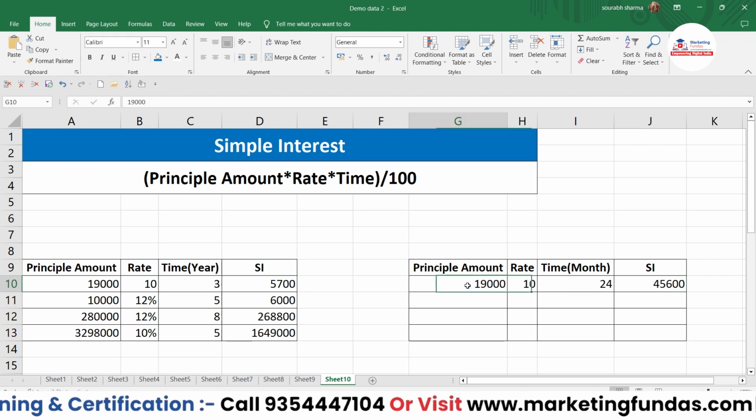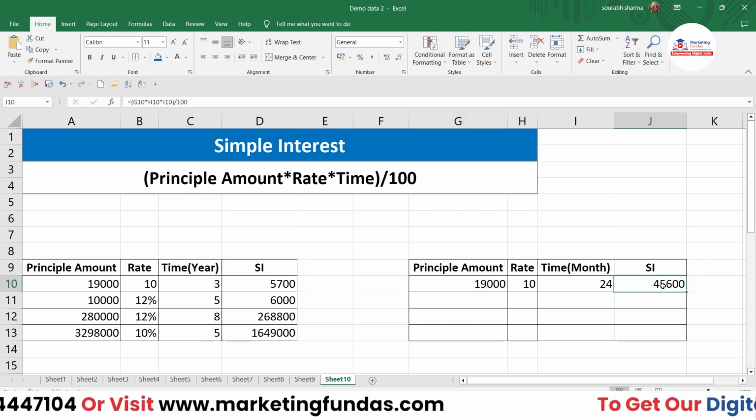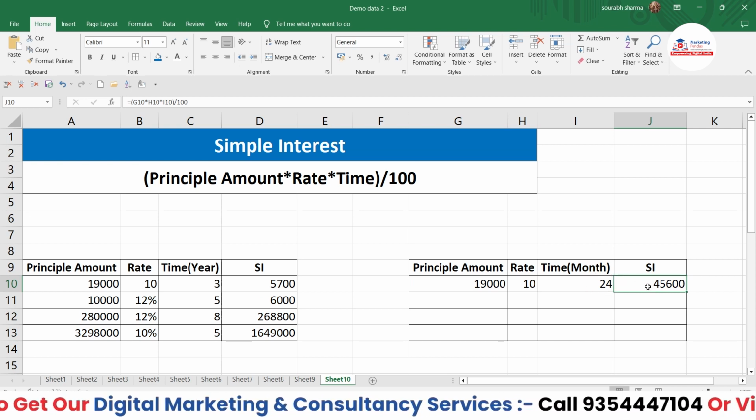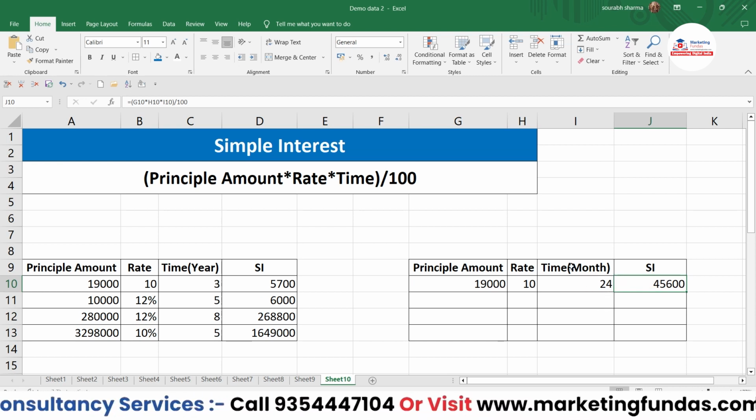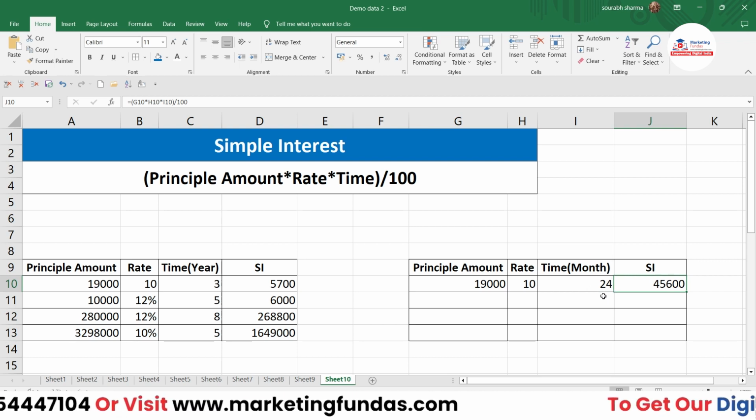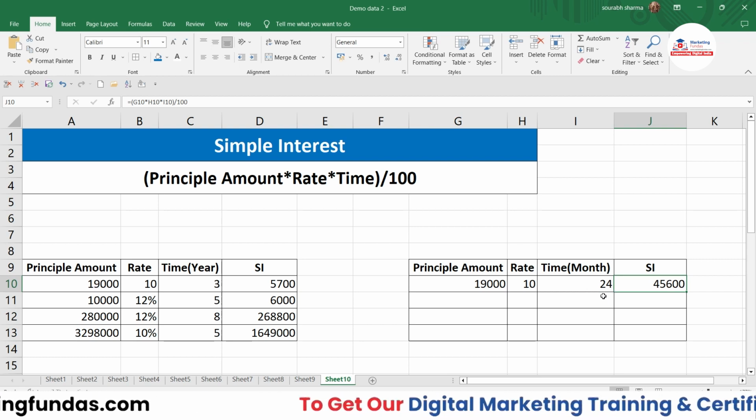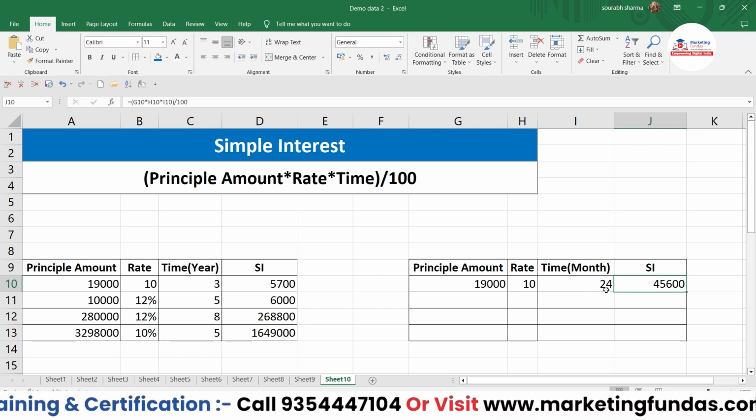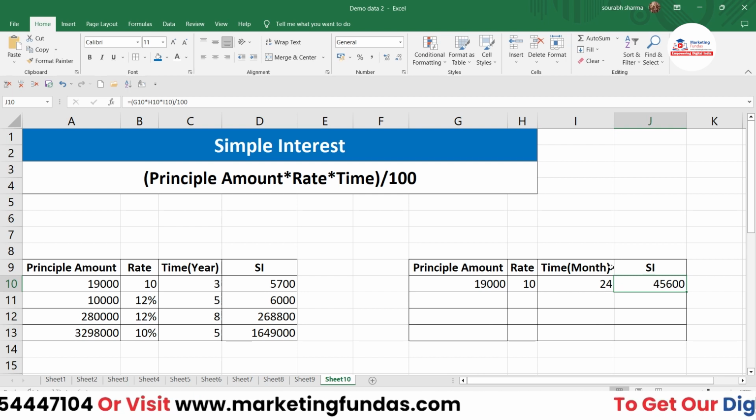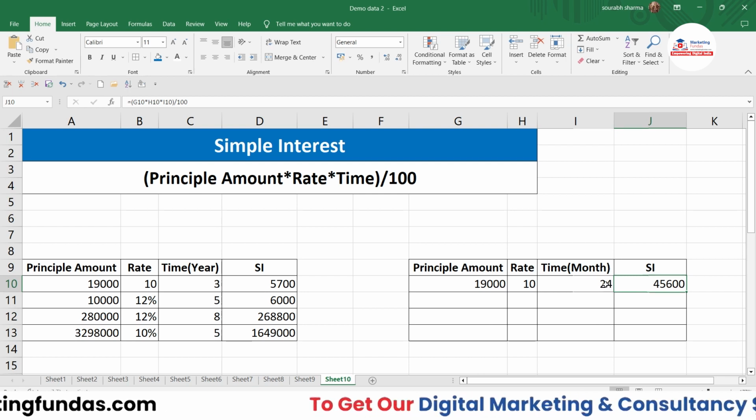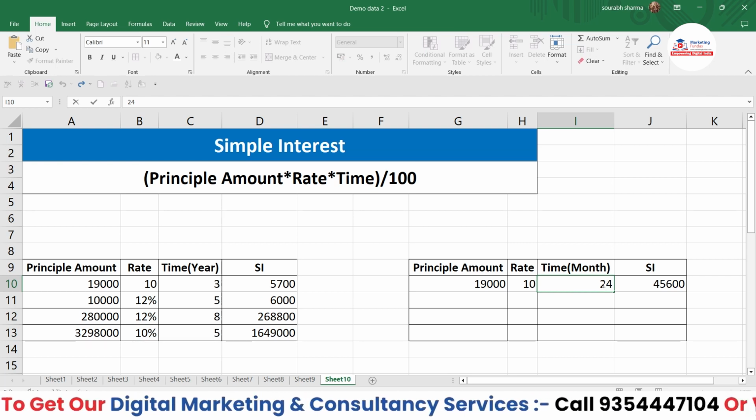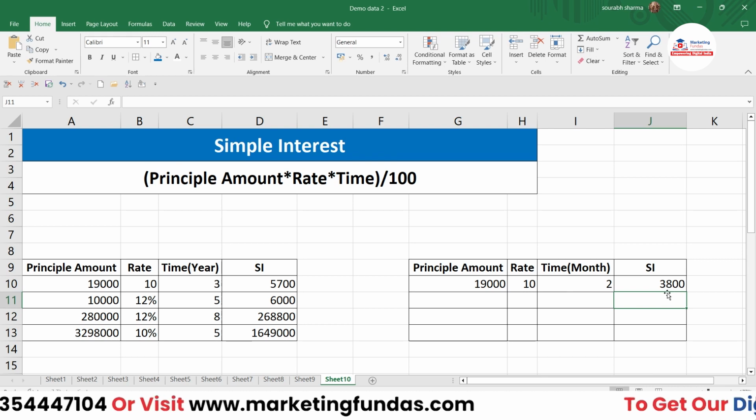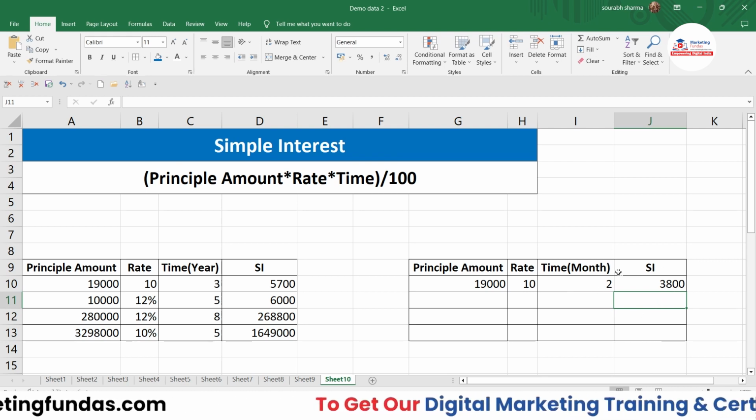Because the principal amount is only 19,000, and the interest you have to pay after 24 months is 45,600. And why is it happening? Because the time frame is 24 months, and you are paying every month, which means you are getting charged 10% every month, right? That's why. Otherwise, if you want to make it on a yearly basis, you just have to make it 2, and everything will change here, right? 3,800 only, right? But it is a year now, right?